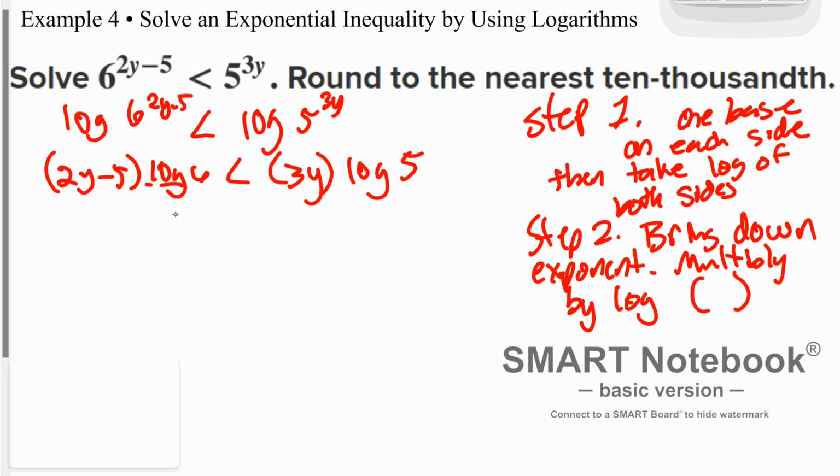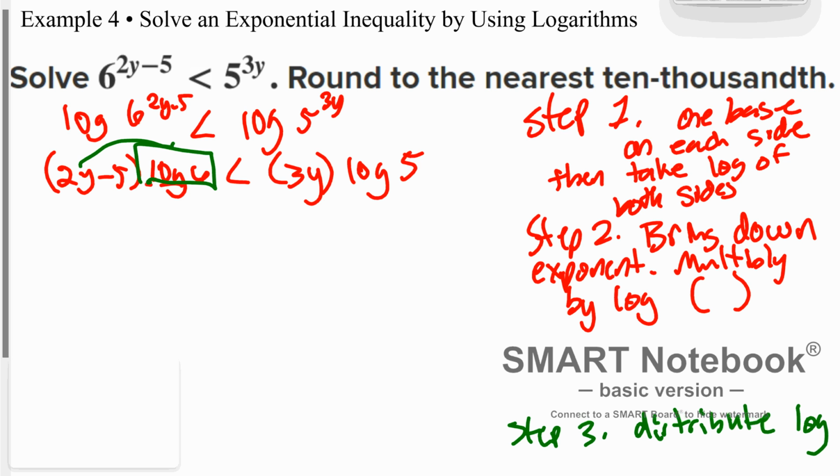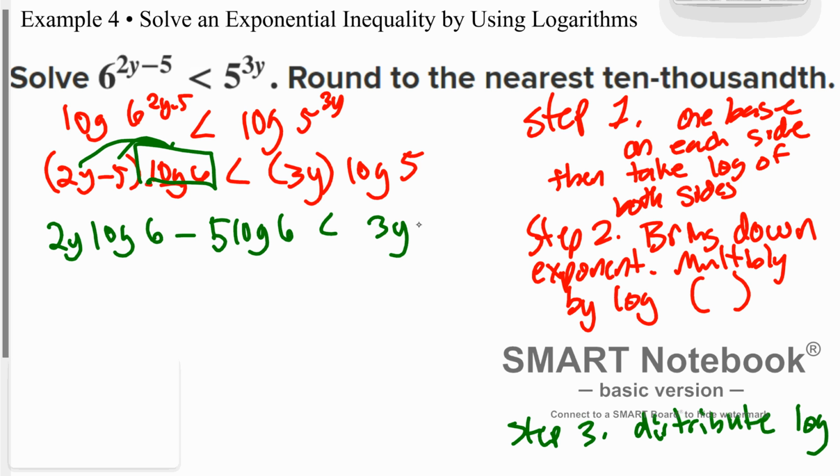Alright, so once you do that, then sometimes you might have to distribute. So step 3 might be to distribute the log of whatever it is. You can distribute log 6 into something, but you can't distribute the letters log into something. So this has got to go into both. So I have 2y times log 6 minus 5 log 6 less than 3y log 6.